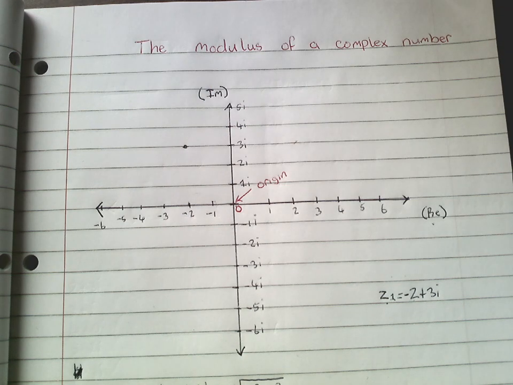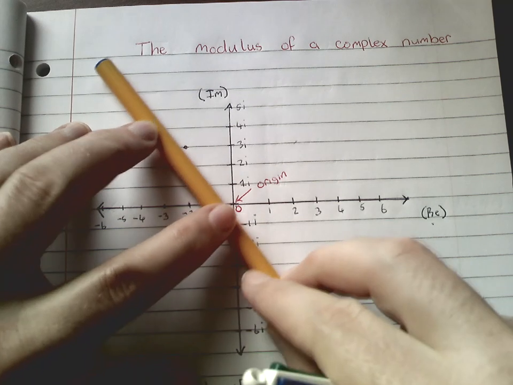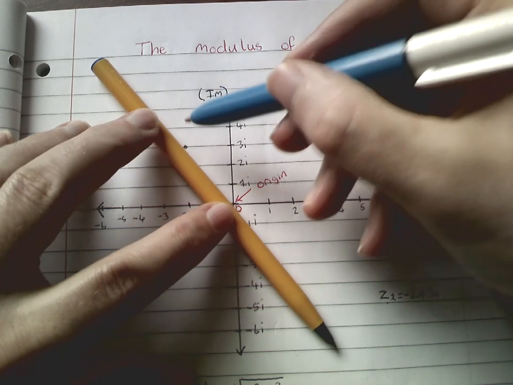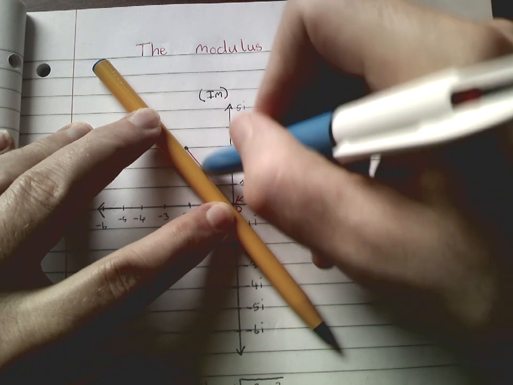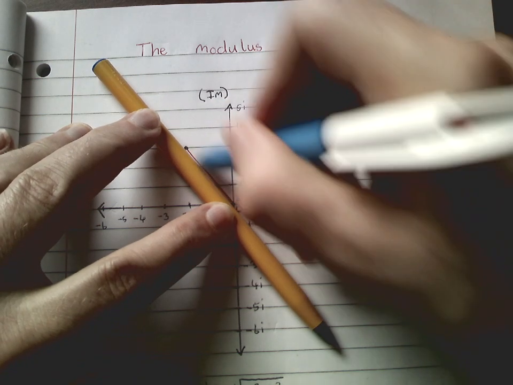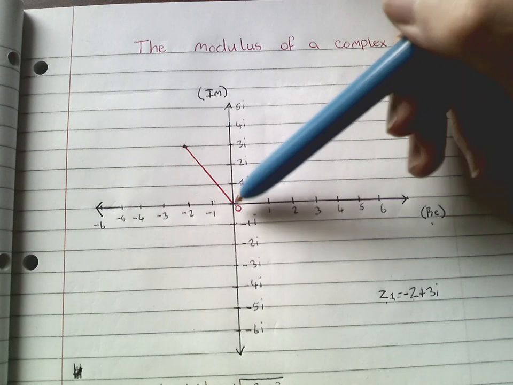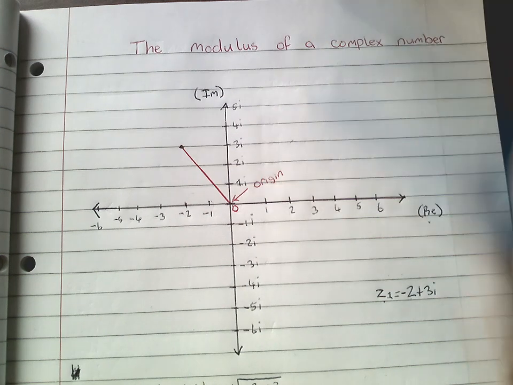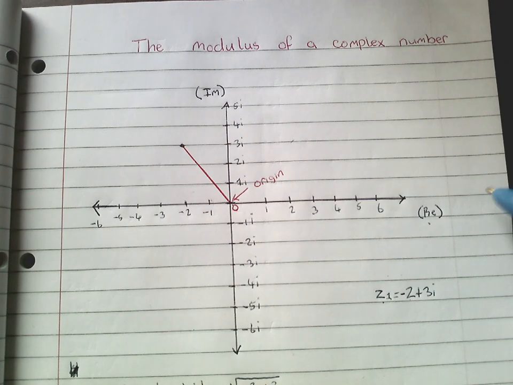So for example, if I was to draw a line from the origin up to the complex number, and I was to measure the distance from here to here, then I'm getting the modulus of the complex number. That's what I'm trying to get.